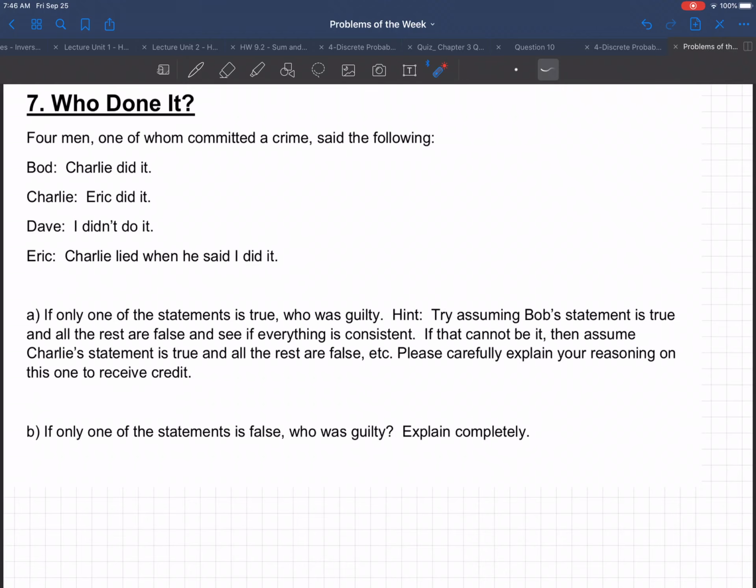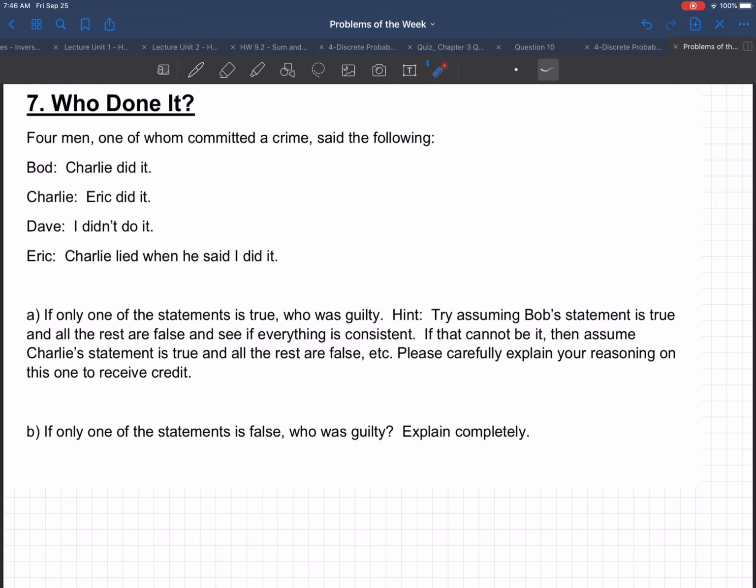Welcome to a problem of the week example. On this one, I want to show you what I mean on the problems of the week. I'm taking one problem of the week in particular, this one, the who done it, and I want to show you what I mean by logical steps. You've got to solve these problems. What I'm looking for in these problems of the week is your growth in mathematical reasoning, logical reasoning.